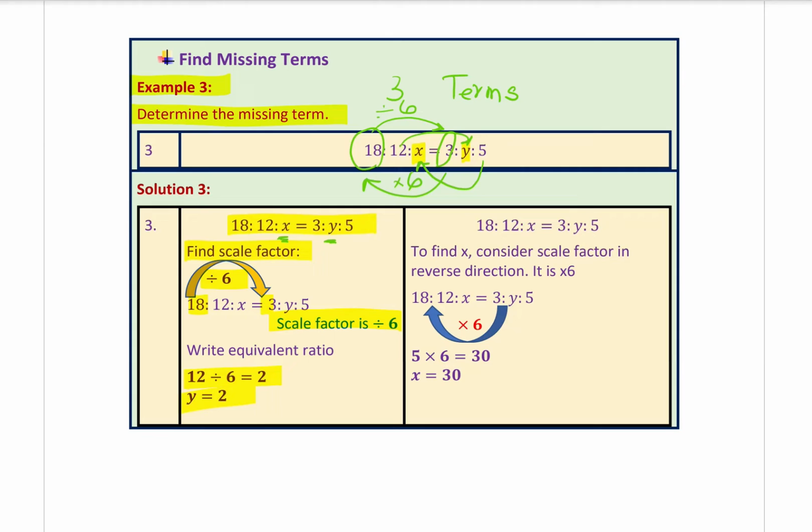Now, on the other side, we have to find x. That is to say, we have to move from here to there. So we can compare 3 to 18, which is times 6. So when I multiply by 6, I get my answer. And so I multiplied by 6 the number value 5 and got the value of x as 30. Perfect. So now you understand how to do ratios when 3 terms are involved.